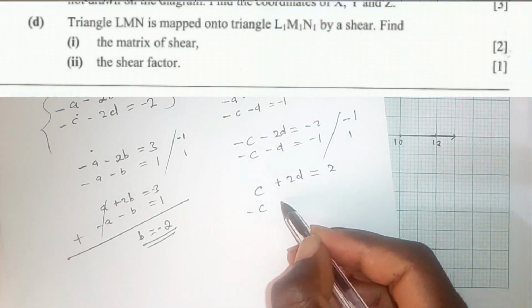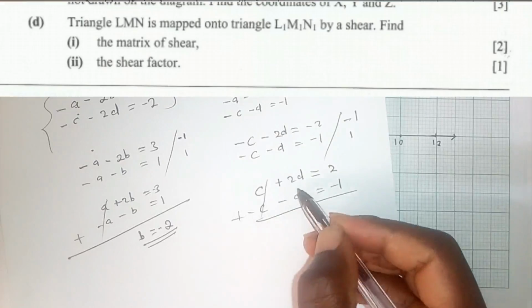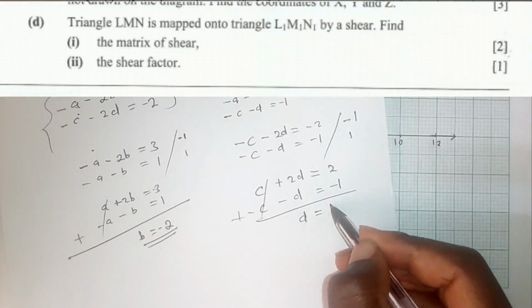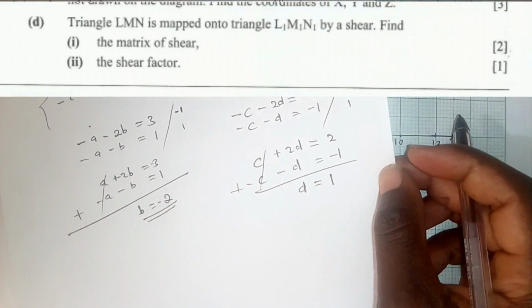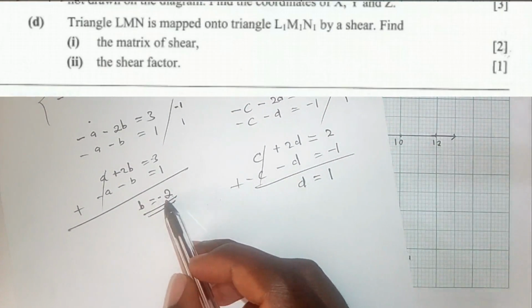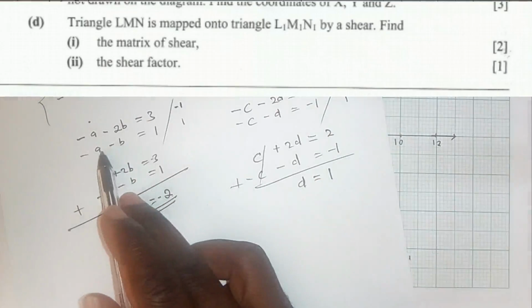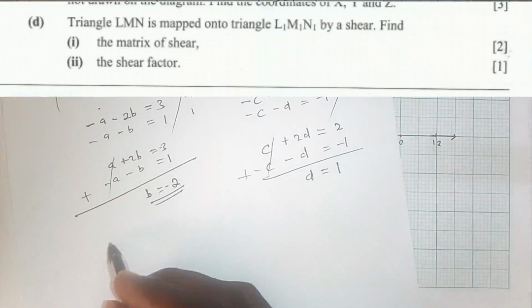Then here it will be like this. So you add, this will cancel, remain with d, which is equal to 1. D is equal to 1. So we found these two, since b is equal to -1 and d is equal to 1, so we can get this b, plug it in here, solve for a.